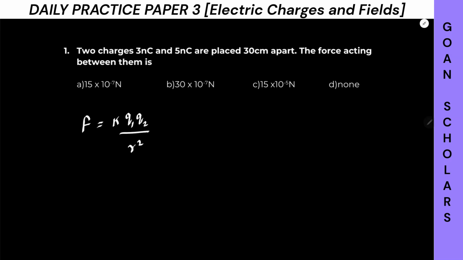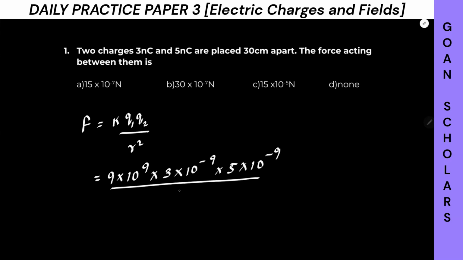Be very careful. This is force constant K. And what's the value of K? K here is 9 into 10 to the power 9. The first charge which is given here is nano. Nano means 3 into 10 to the power minus 9. Let me repeat again. Nanocoulomb means 10 to the power minus 9. And what's the charge on the second one? 5 into 10 to the power minus 9 whole divided by separation square.